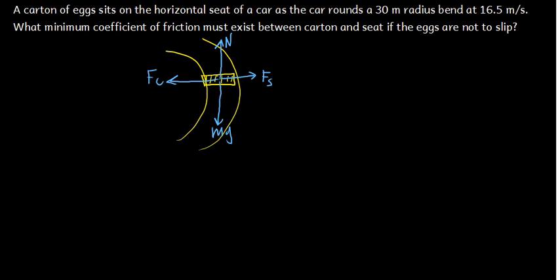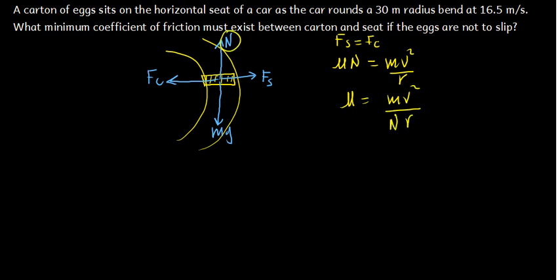So from here we can see that the forces in the x, the static friction, should be equal to the centripetal force. Static friction, we find it by mu times normal force, and this is equal to centripetal force, which is m v squared divided by the radius. That means mu is equal to m v squared divided by the normal force times r.